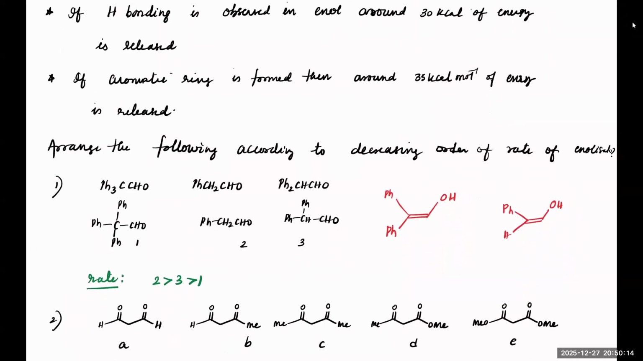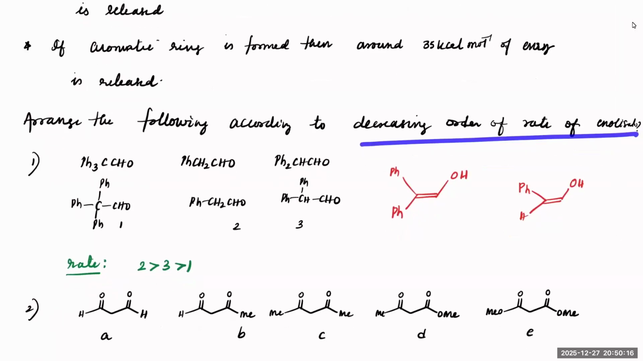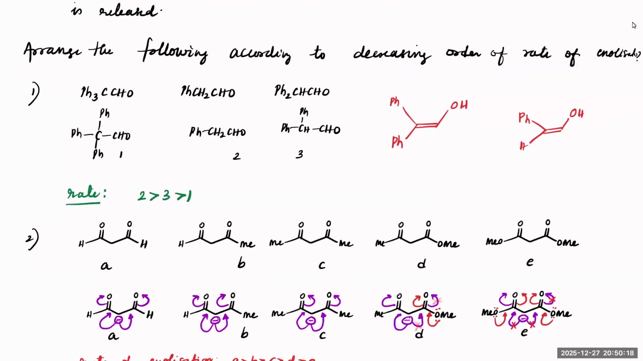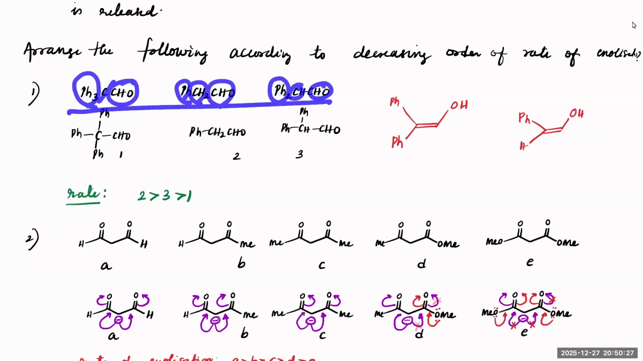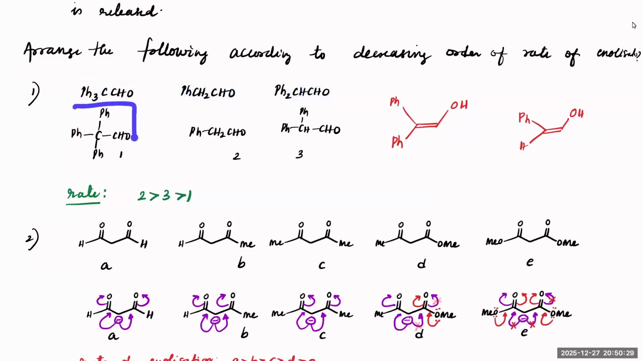See, arrange the following according to the decreasing order of enolization. If this is what has been asked, you can see triphenyl carbon with CHO, phenyl CH2 and CHO, diphenyl carbon and CHO. You know that in the first case there is no participation of enol, I mean there is no alpha hydrogen, so there is no tautomerism. Here there is some tautomerism. Here there is more tautomerism.